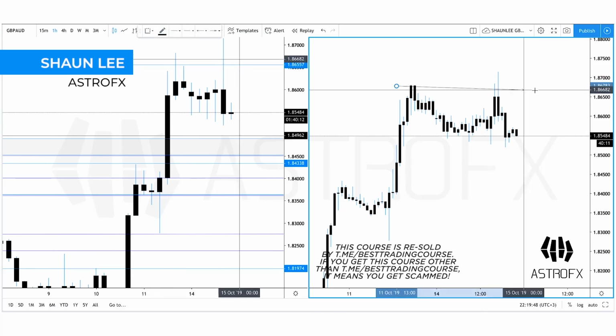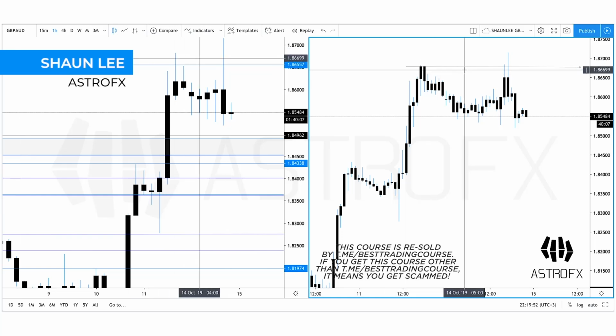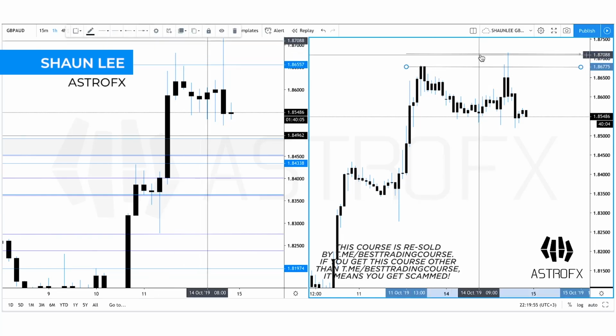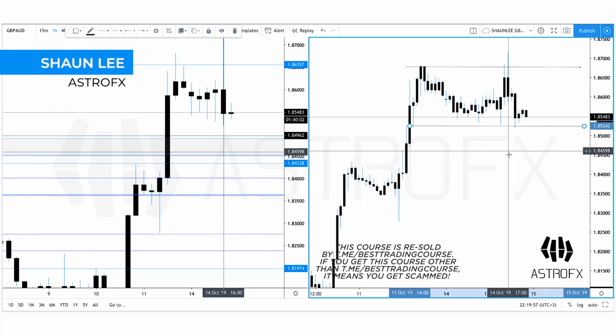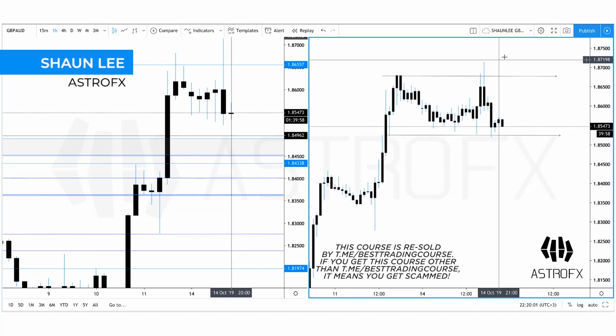And now intraday, as you can see, we're more or less looking to pull back and then go a little bit lower. That's what we're looking at on G8 at the moment.